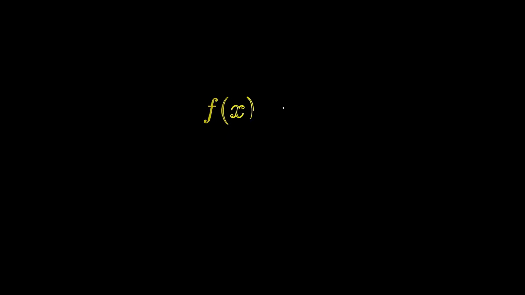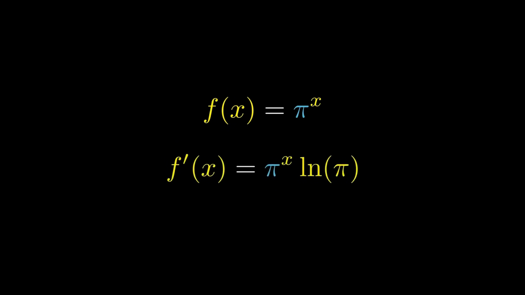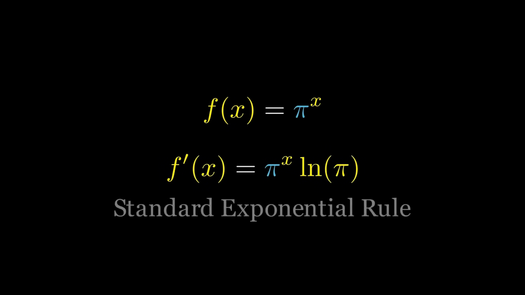Here's a function, pi raised to the x. In the real number world, this exponential behaves perfectly. Its derivative follows the standard rule. The derivative is pi to the x multiplied by the natural log of pi.